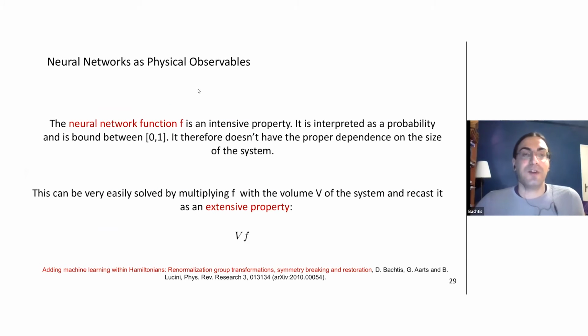The neural network function is an intensive property. It is interpreted as a probability, and it is therefore bound between 0 and 1. As a result, it doesn't have the proper dependence on the size of the system, and we can only introduce extensive properties within Hamiltonians or actions. This is something that we can very easily solve by multiplying the neural network function with the volume of the system, and therefore recast it as an extensive property.